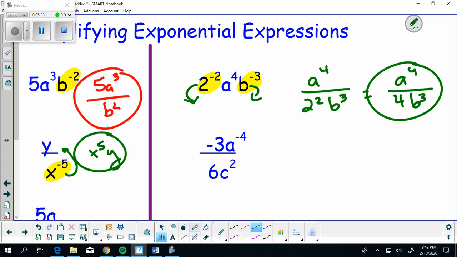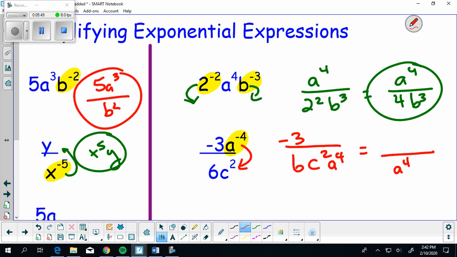Okay, here I've got one unhappy. Everybody else is happy where they are. So negative 3, 6, and c squared stay the same. And this guy, a to the negative 4, goes down to the bottom. Okay, I like my letters to be in ABC order, so I'm going to put the a to the fourth first and the c to the second.